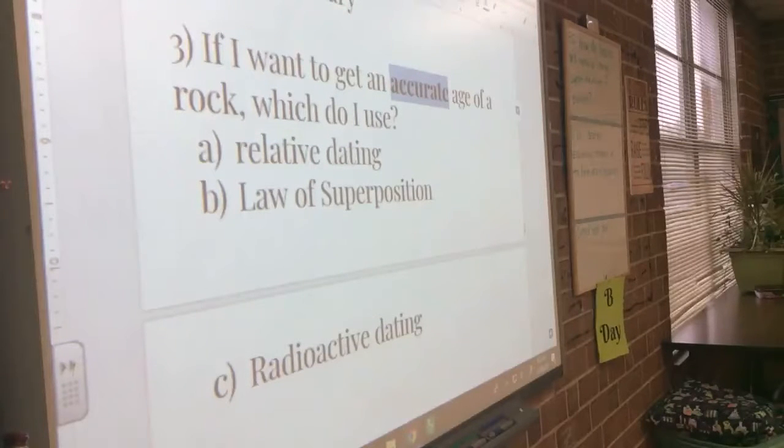If I want to get as accurate as possible, I need to not use the law of superposition. So if you answered B, that's not it. Law of superposition uses relative dating. They're the same thing. So A's not it. It's got to be C, radioactive dating. You are counting the number of radioactive isotopes to get an exact, absolute, accurate age. All those words mean the same thing.